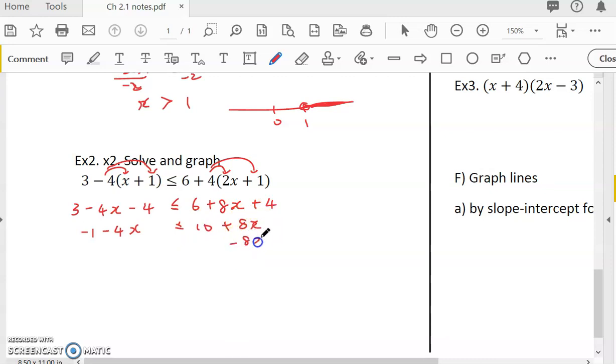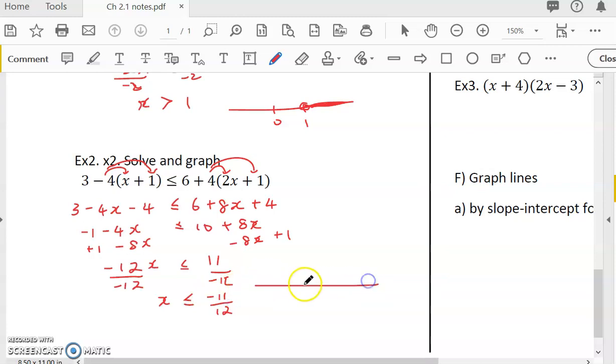Now we have to isolate the x. So minus x on this side, minus 8x on this side. In an inequality, you like to have x on the left-hand side. So plus 1, plus 1. So negative 12x, right? Negative 12x because minus and a minus, less than or equal to 11. And then I divide by negative 12. Oh, another negative. So you would say x is less than or equal to negative 11 over 12.